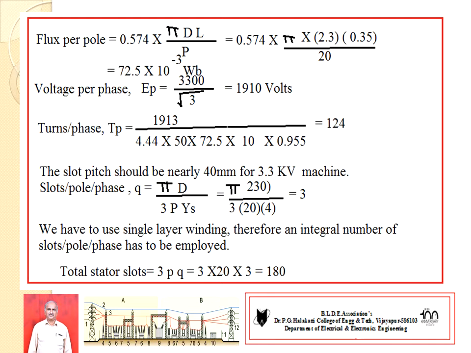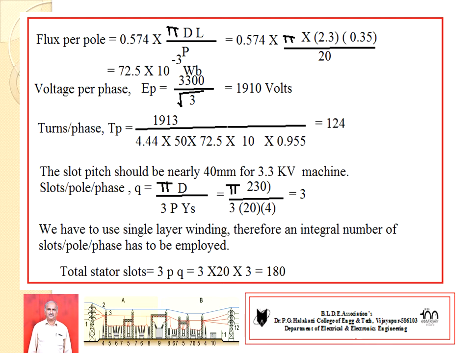Then after calculation of B average, go for flux per pole. Flux per pole equal to B average into pole pitch into length. B average is 0.574, pole pitch is pi D by P, into length. Substitute all the respective values. So flux per pole equal to 72.5 into 10 to the power of minus 3 Webers.